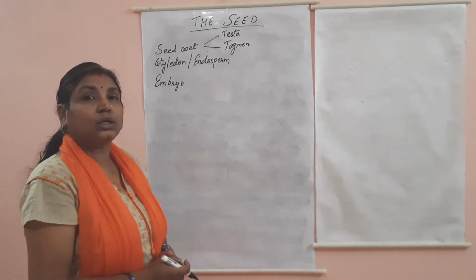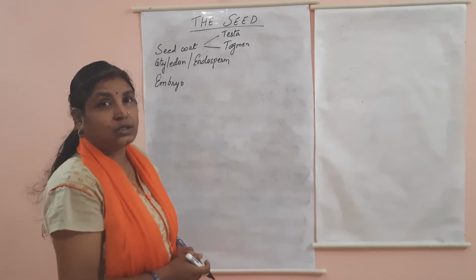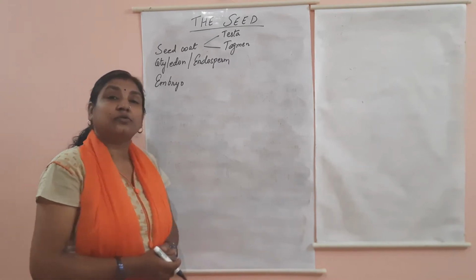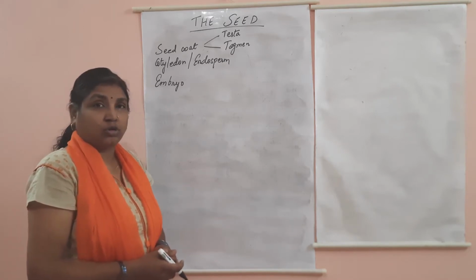Then cotyledon. Cotyledon is a food reserve for future embryo in dicot plants, whereas endosperm is a food reserve for the growing embryo in monocot seeds.